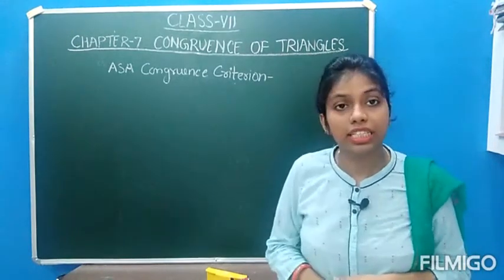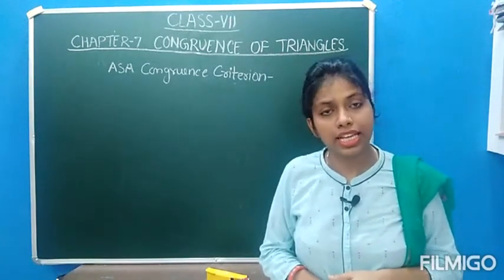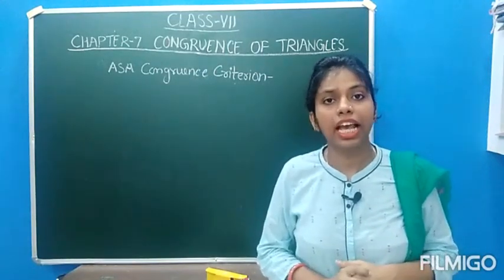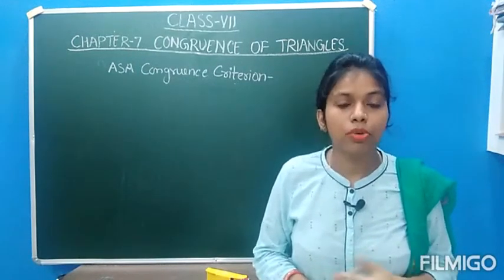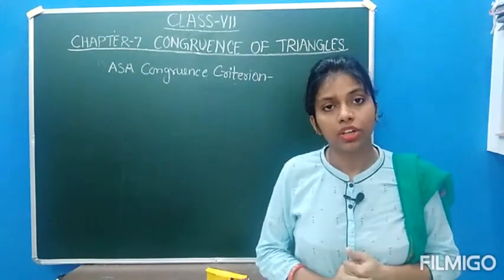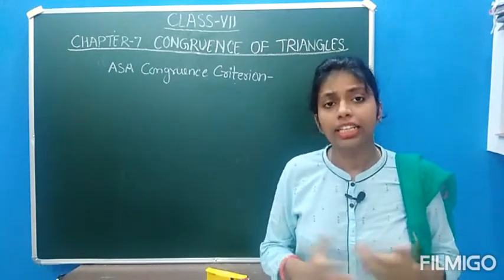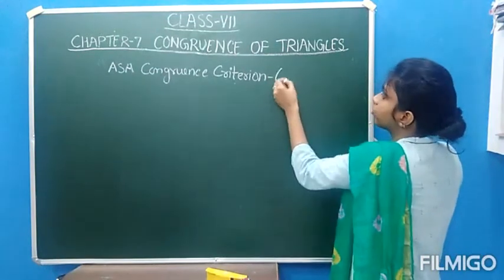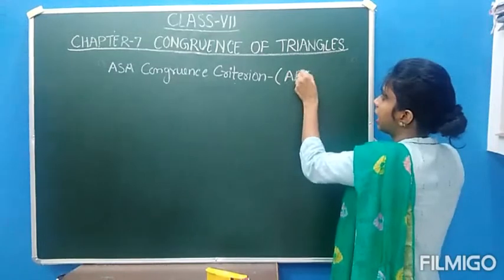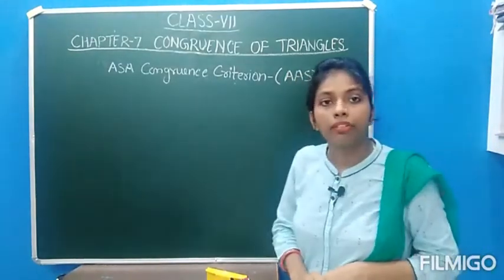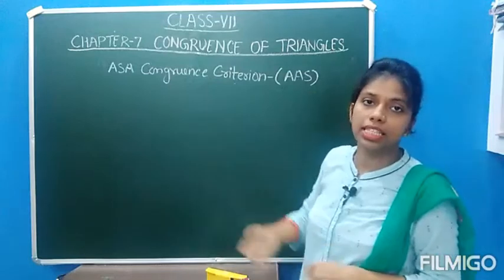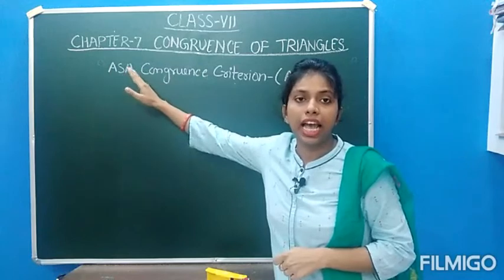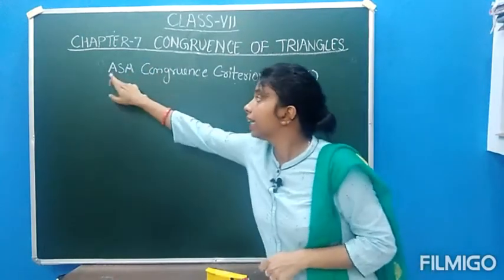We already discussed two criteria, that is SSS and SAS. So the third criterion is ASA. This criterion is sometimes also known as AAS. It is the same. Sometimes we also call it AAS. Okay, this is the same thing. We're going to discuss why these two names are the same. So this criterion is ASA, angle side angle.